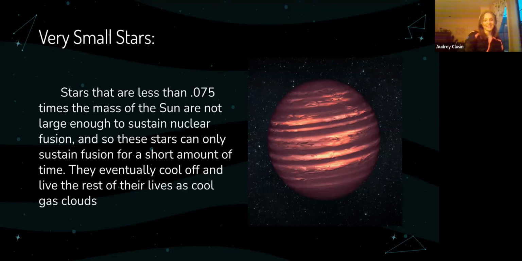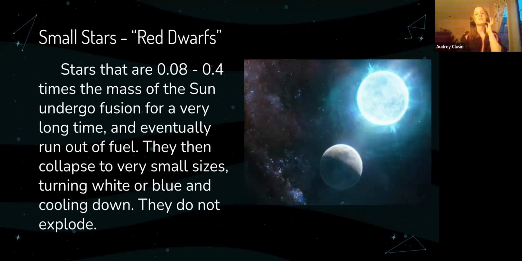This one's a bit of a boring end state, but red dwarfs. I don't have a picture here, but these are stars between 0.8, so that's just a little bit bigger than brown dwarfs, and 0.4 times the mass of the sun. It's still smaller than the sun, but they undergo fusion for a very long time, but they eventually run out of fuel, of course, and they collapse. But because they're not big enough, they don't explode or anything.